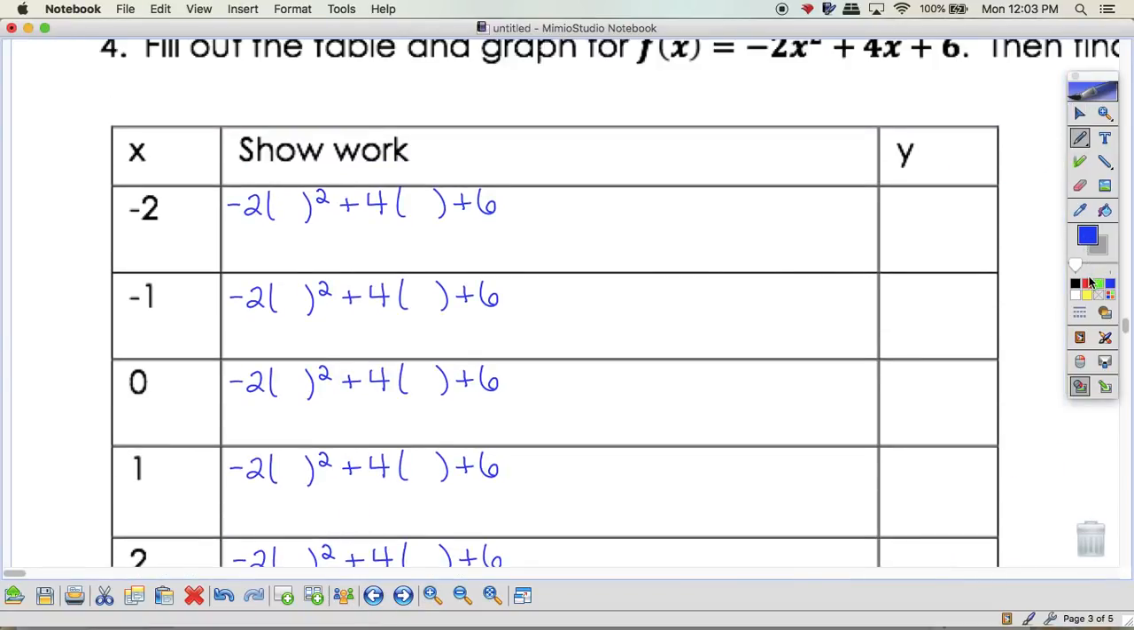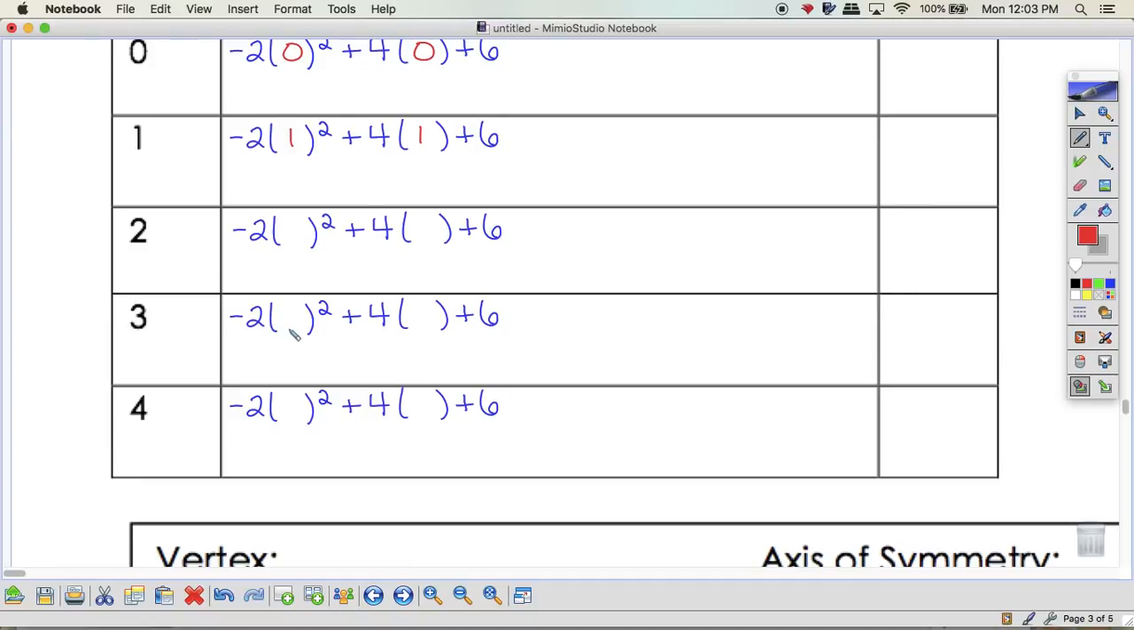Okay. So I'm going to plug in negative 2. I'm going to plug in negative 1, 0, 1, 2, whoops, I skipped over the 2, 2, 3, and 4. So go ahead and pause the video until you get all of that copied down, and then we're going to figure these out together.